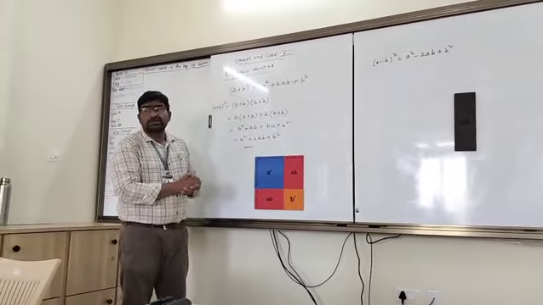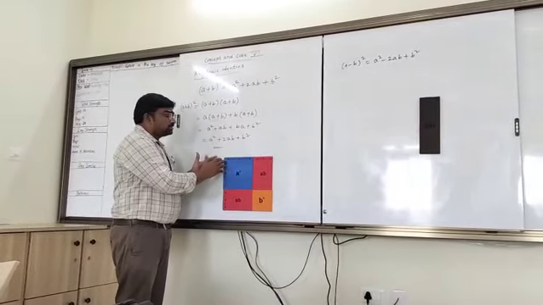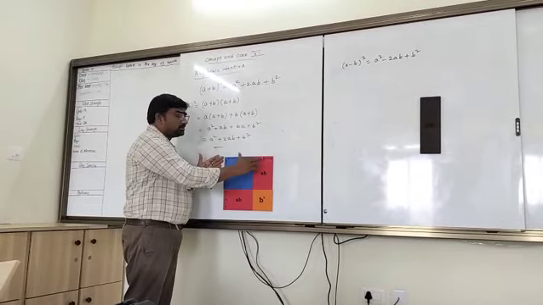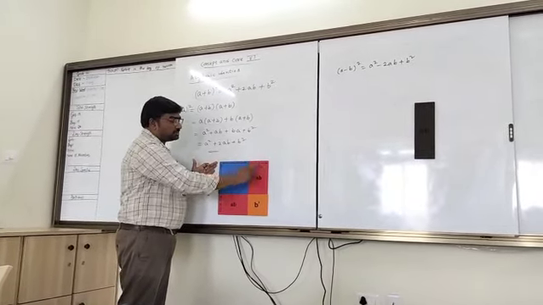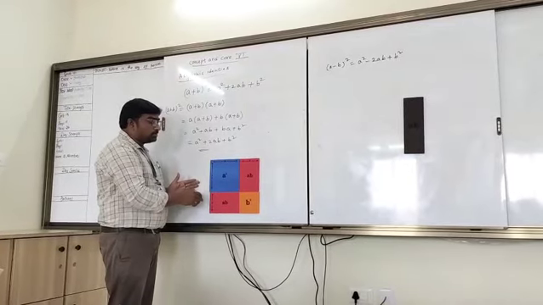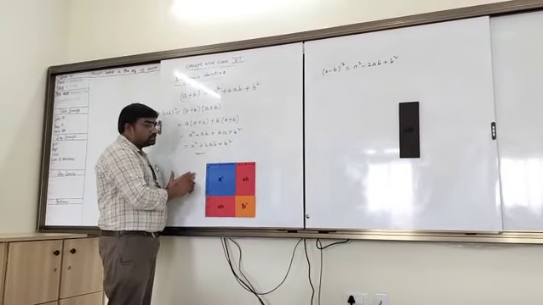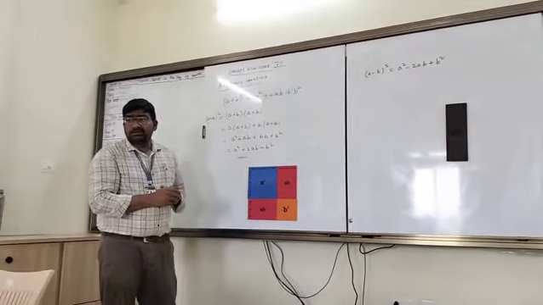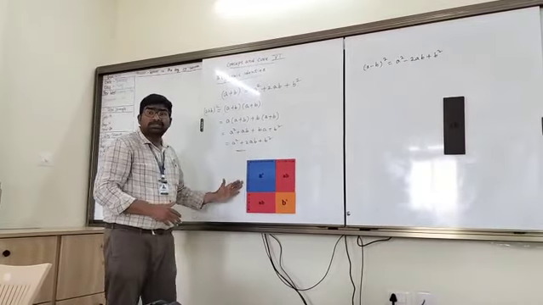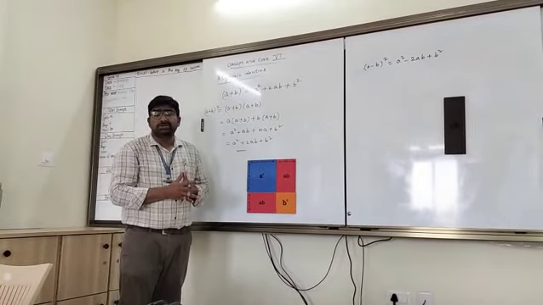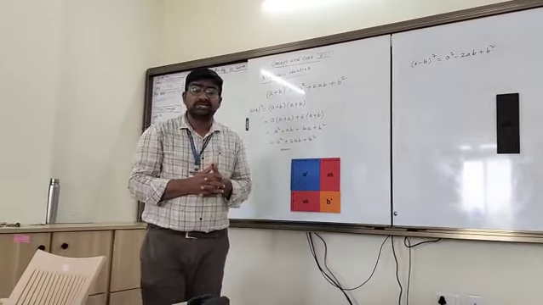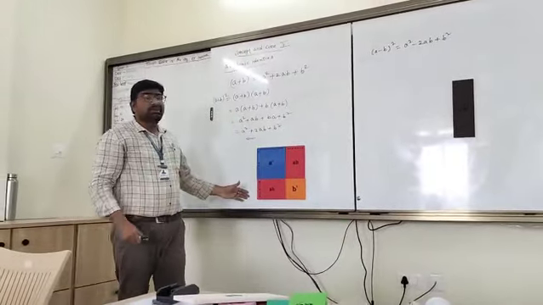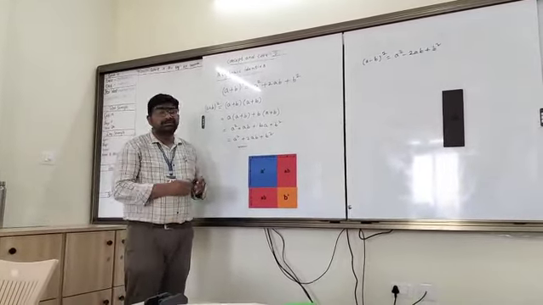So children, observe that the total length of this geometrical shape is a plus b. Here the breadth is also a plus b. So length and breadth are both equal, so it must be a square. Okay. So (a plus b) into (a plus b), the area of the square, you know, is side into side, which is side square, nothing but (a plus b) whole square. The area of the square is (a plus b) whole square.